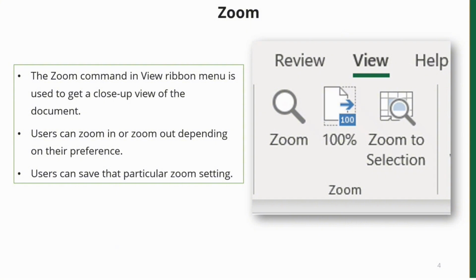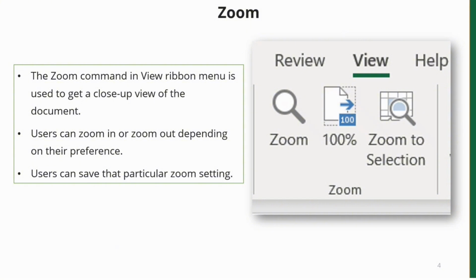So what is the zoom menu? The zoom command in view ribbon menu is used to get a close-up view in the document. So when you're seeing the document, because you're inserting large sets of data, you might minimize the screen size of Excel. But what you can do with zoom is you can magnify to a certain part and look into it. You can zoom in or zoom out depending on your preference, and also can save a particular zoom setting. So let's see what is zoom all about.